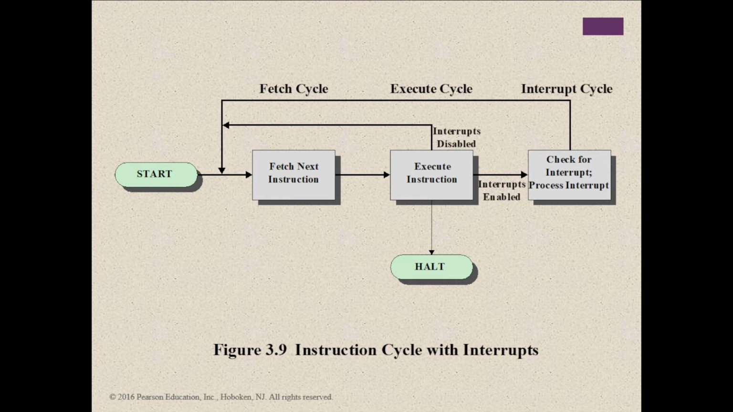First, it suspends the execution of the current program being executed and saves its context. This means saving the address of the next instruction to be executed, the current contents of the program counter, and any other data relevant to the processor's current activity. It sets the program counter to the starting address of an interrupt handler routine. And then the processor proceeds to the fetch cycle and fetches the first instruction in the interrupt handler program, which will service the interrupt. The interrupt handler program is generally part of the operating system.